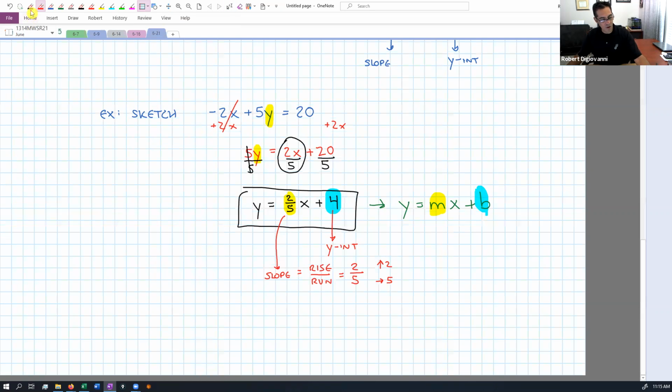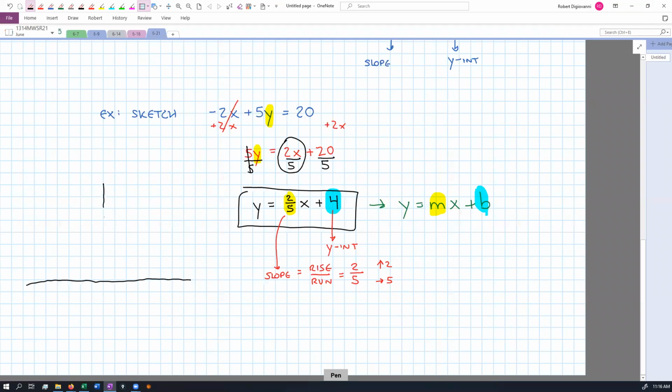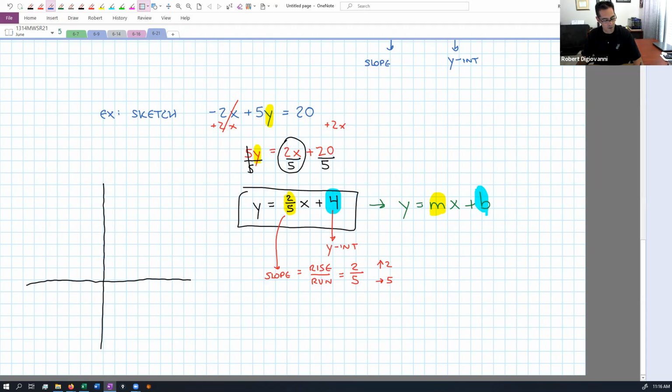Katrina, we always start when we do these lines using this method, we always start at the y-intercept, okay? And you said the y-intercept was what? Four. Four, okay. So on the y-axis, I'm going to move up four. One, two, three, four. That's about right here. One, two, three, there's four. Okay, so I put a dot here. And then Katrina, from that point, I need to slope to the next point. So Katrina, I'm going to go where from here?